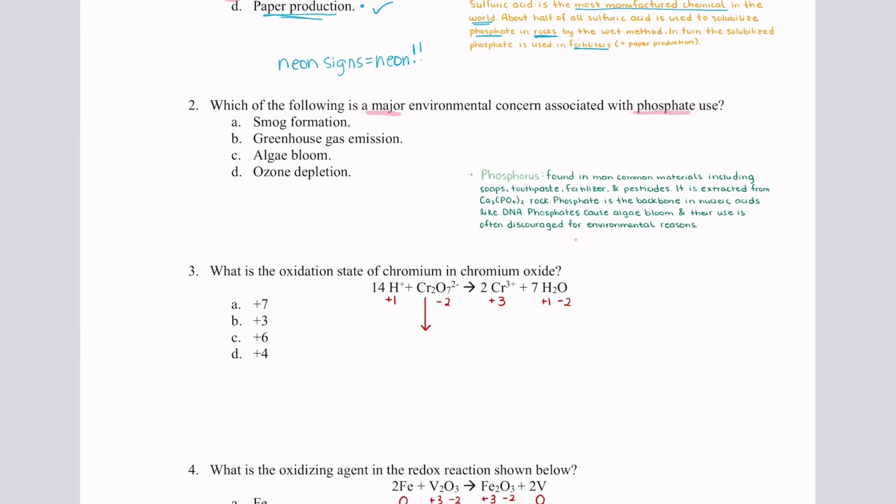Problem 2 says, which of the following is a major environmental concern associated with phosphate use? A says smog formation. B says greenhouse gas emission. C says algae bloom, and D says ozone depletion.